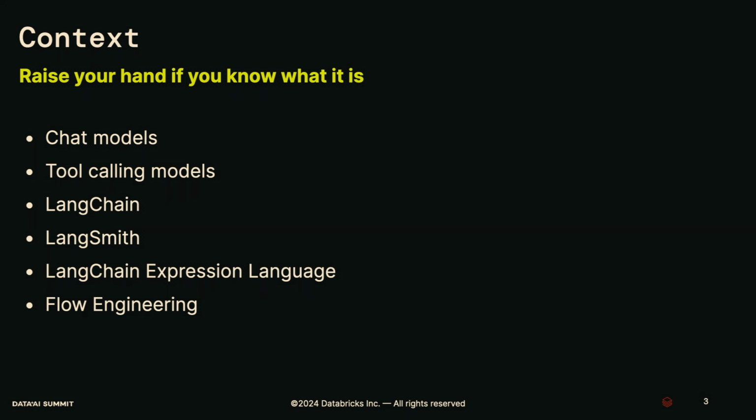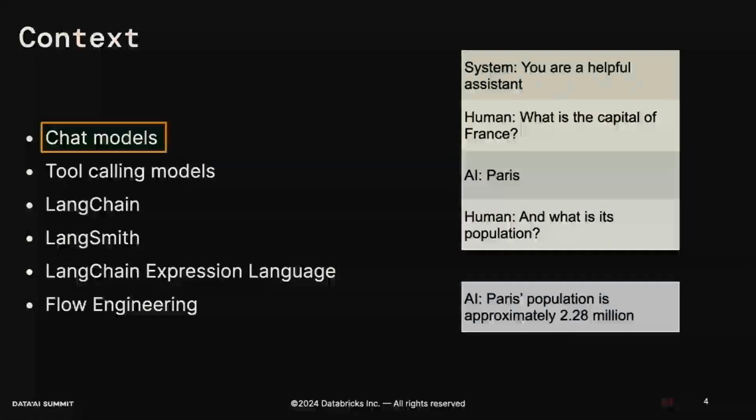So for those who haven't been following along, chat models are basically LLMs that instead of predicting just the text that comes next, they predict what message can come next in some sort of chat history. And so this is the classic ChatGPT interface where you have alternating human and AI messages. And at the end, you can get some text back, in this particular case, asking what the population of Paris is. Of some text of Paris's population is approximately 2.28 million.